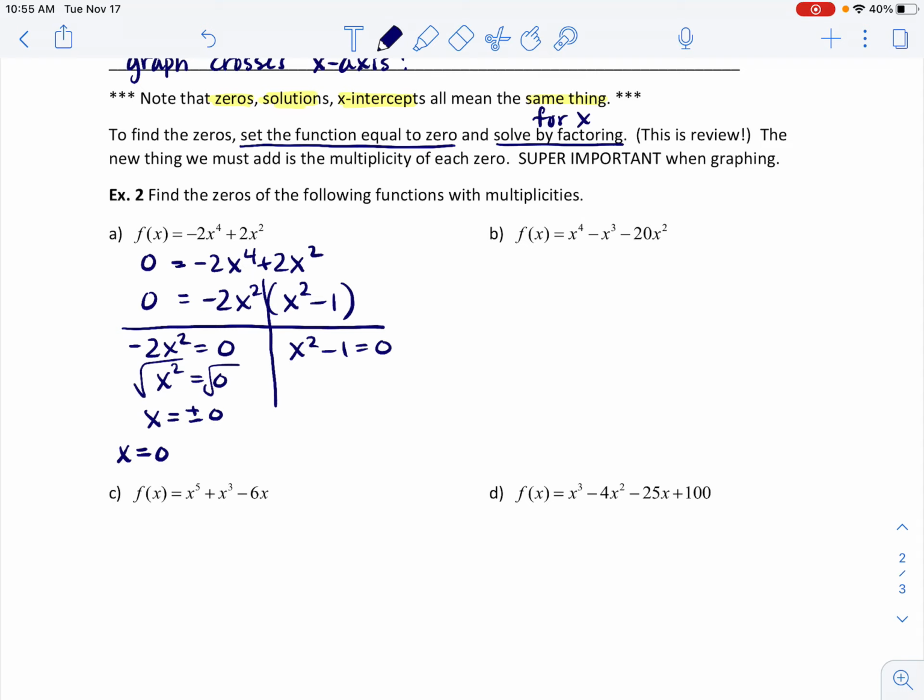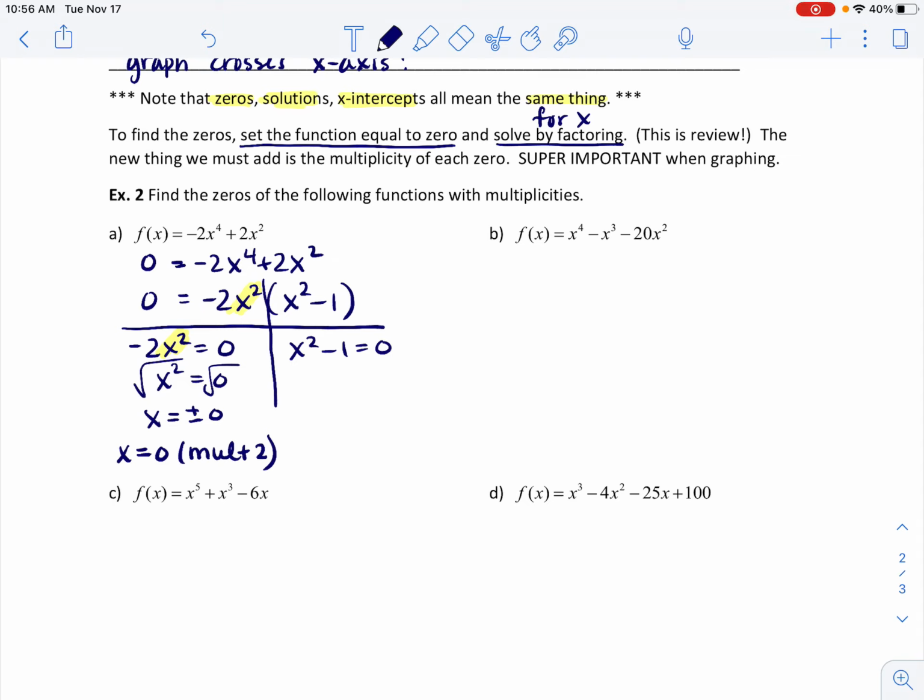But look at the degree that this came from, right? This came from an x squared. It came from something that was squared. So we got the same answer twice. It's really x equals 0 and x equals 0. So what we're going to write here is a little multiplicity of 2. That means that x equals 0 is actually an answer twice.